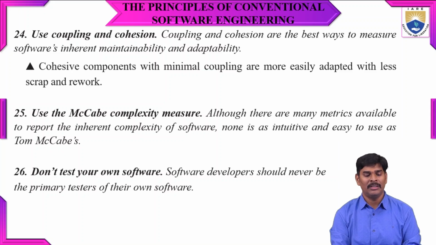When you are using cohesive components, it will minimize the coupling, so that ultimately it will minimize the scrap and rework. When you are minimizing the scrap and rework, the code will be reduced. When the code is reduced, the cost also will be automatically reduced. And the next principle is use the McCabe complexity measure. The McCabe complexity measure is a metric which checks the complexity of the software. So they can use that, and consider these complexity measures for software development.